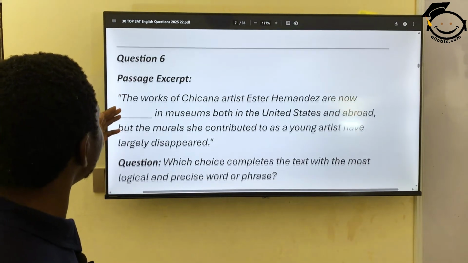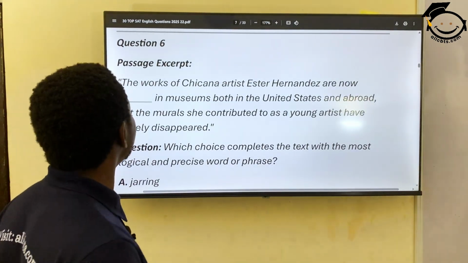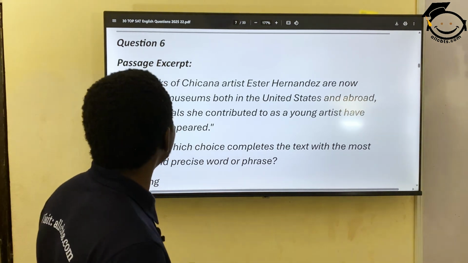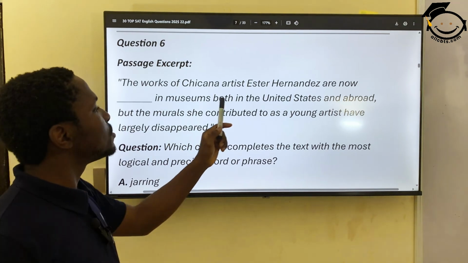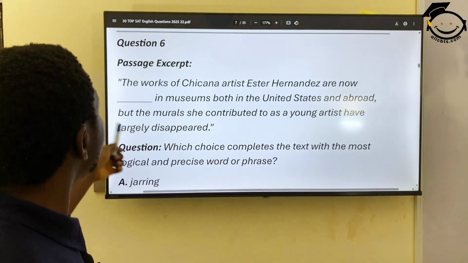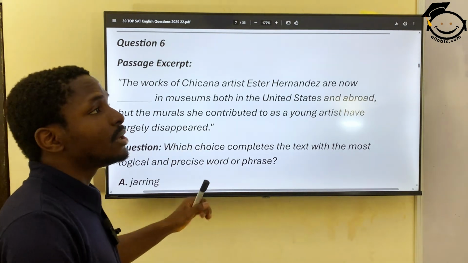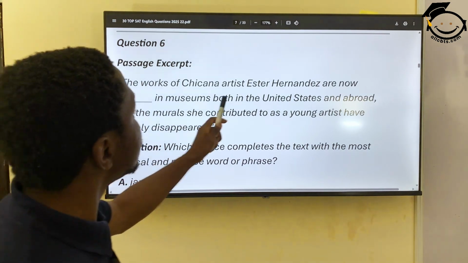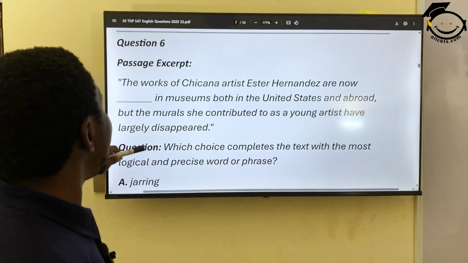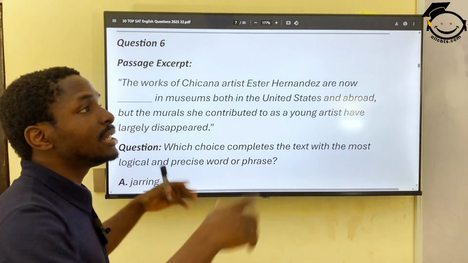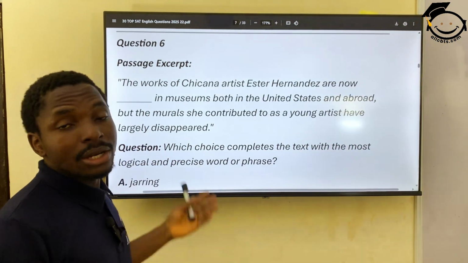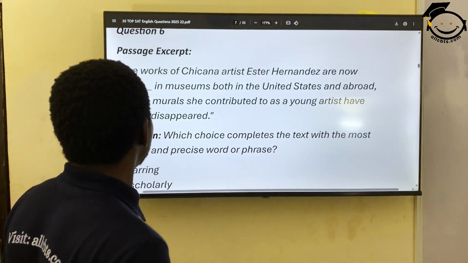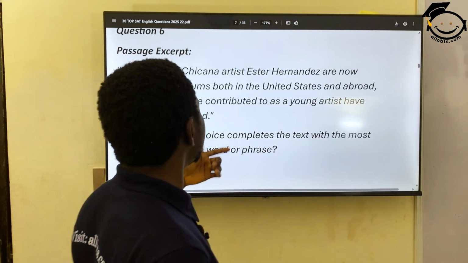Question 6. Also a passage excerpt. The works of Chicana artist Esther Hernandez are now dashed in museums both in the United States and abroad. But the murals, what are murals? Murals are wall paintings or wall artistry. Okay? But the murals she contributed to as a young artist have largely disappeared, meaning that her paintings on the walls can no longer be found. So question, what choice completes the text with the most logical and precise word or phrase?